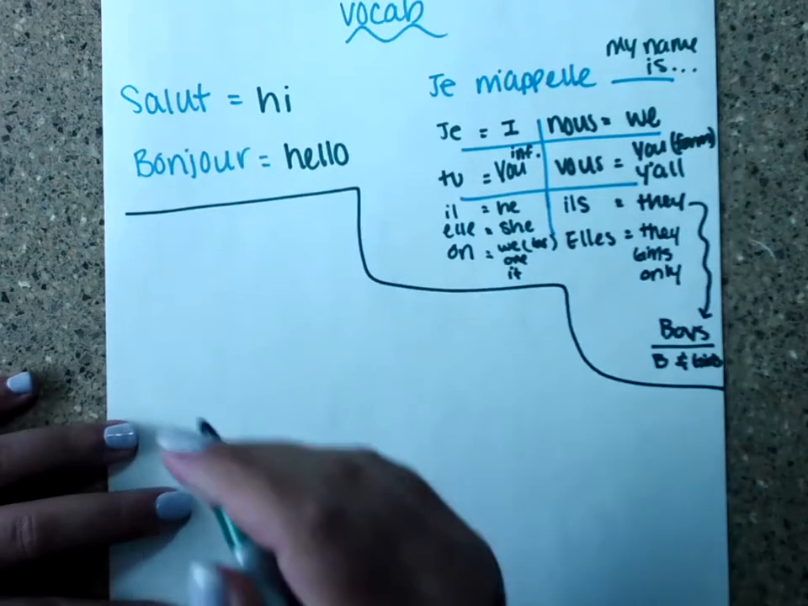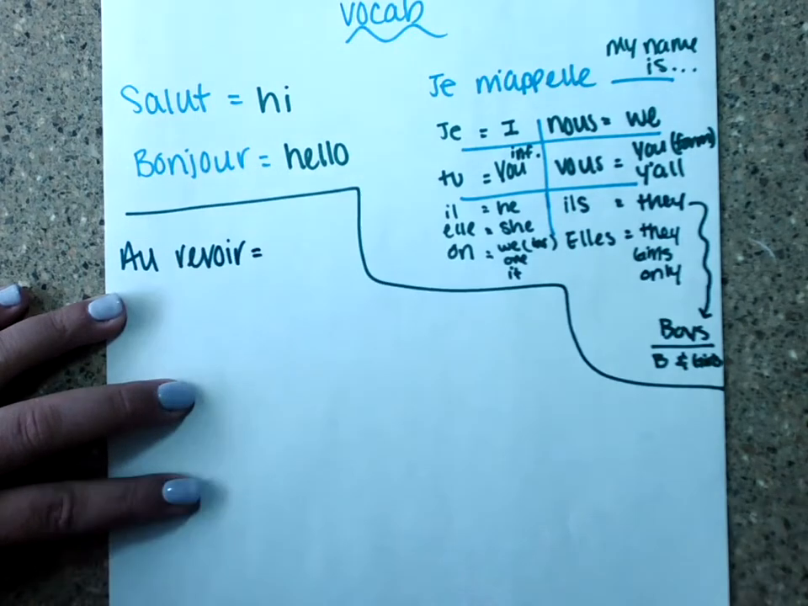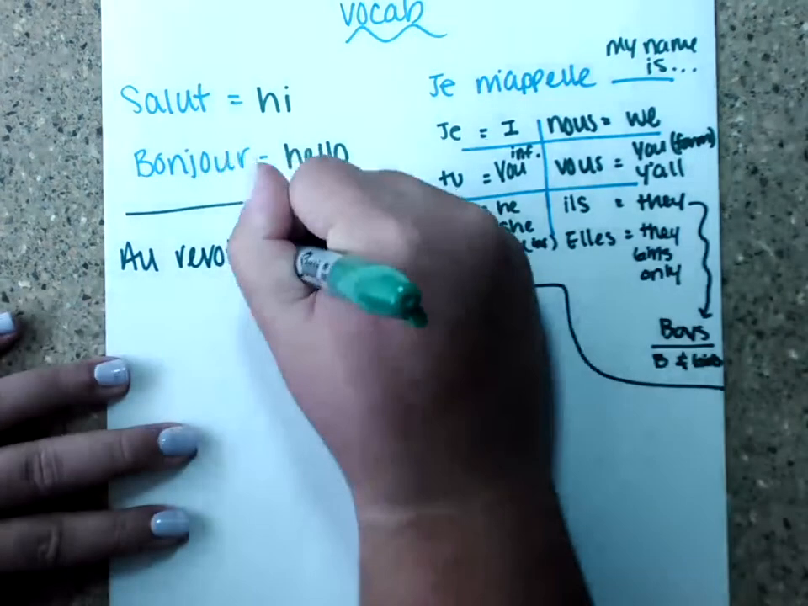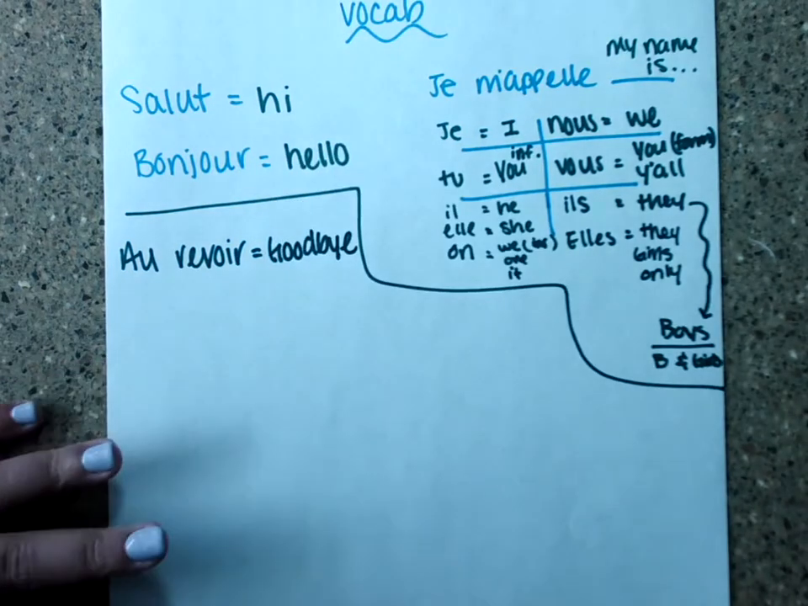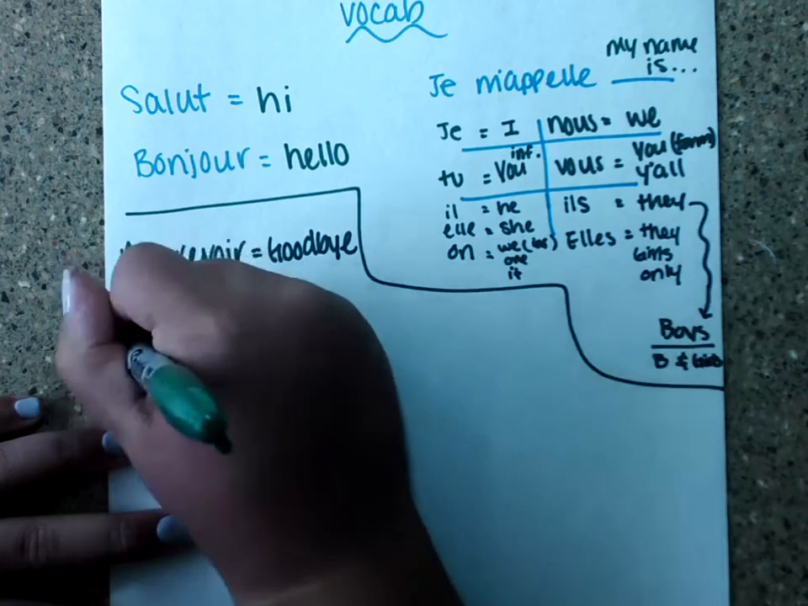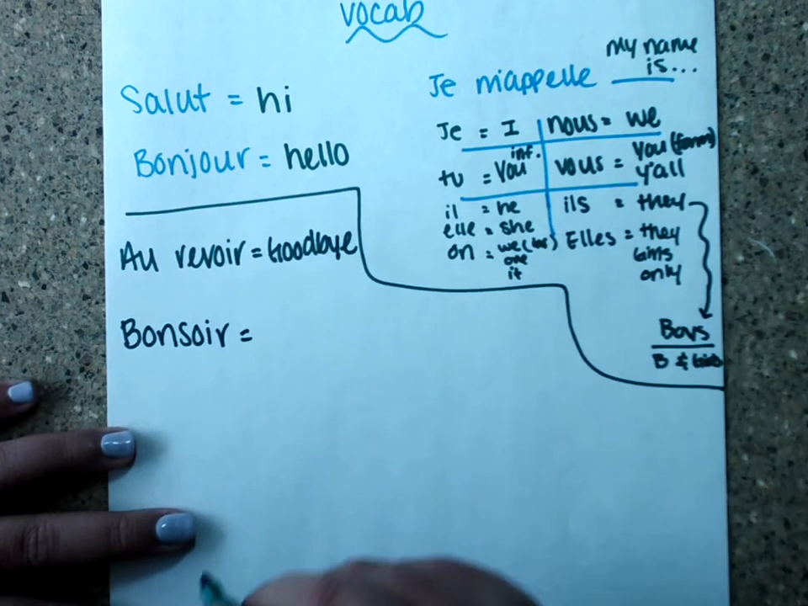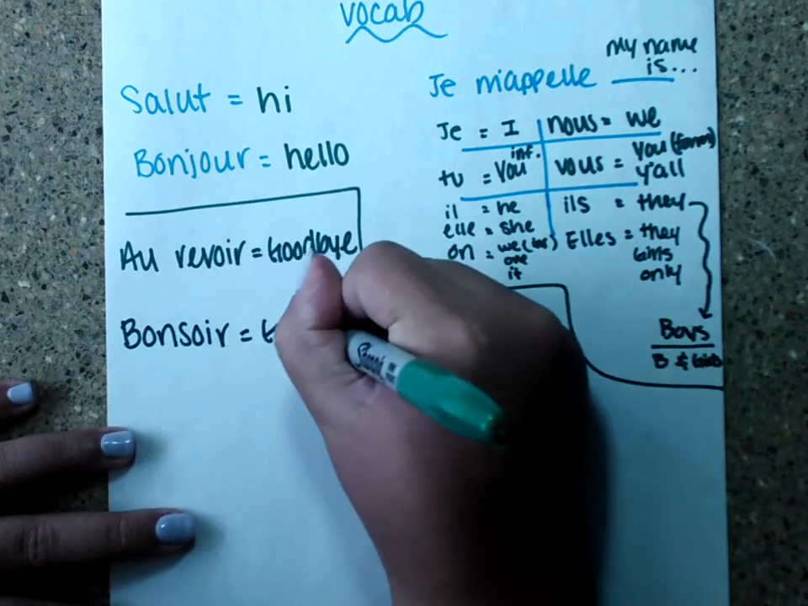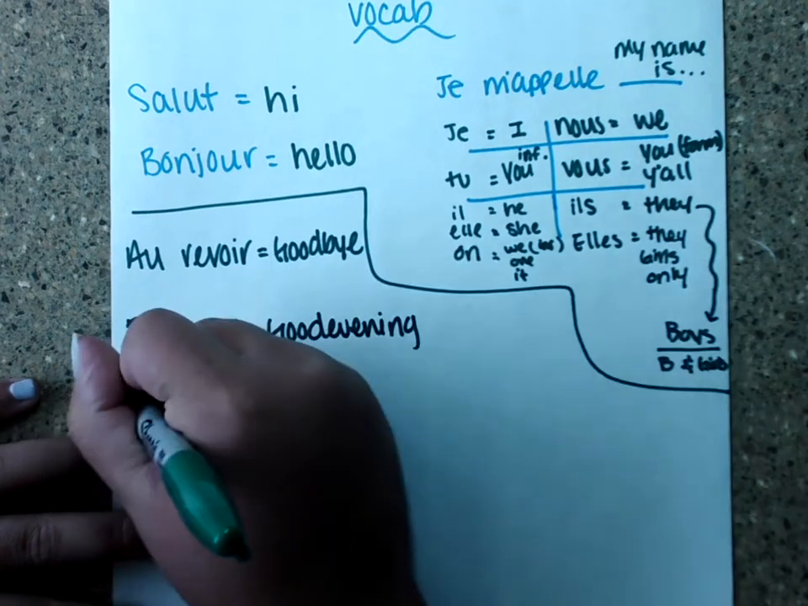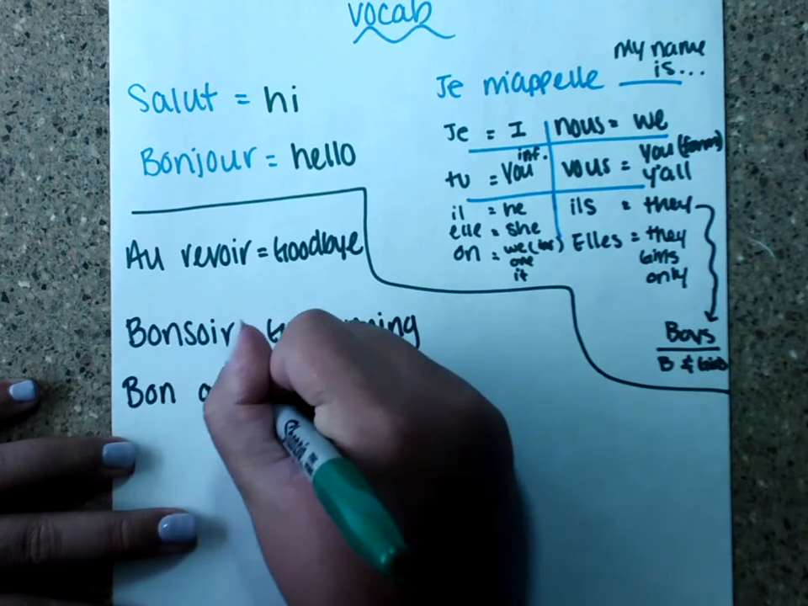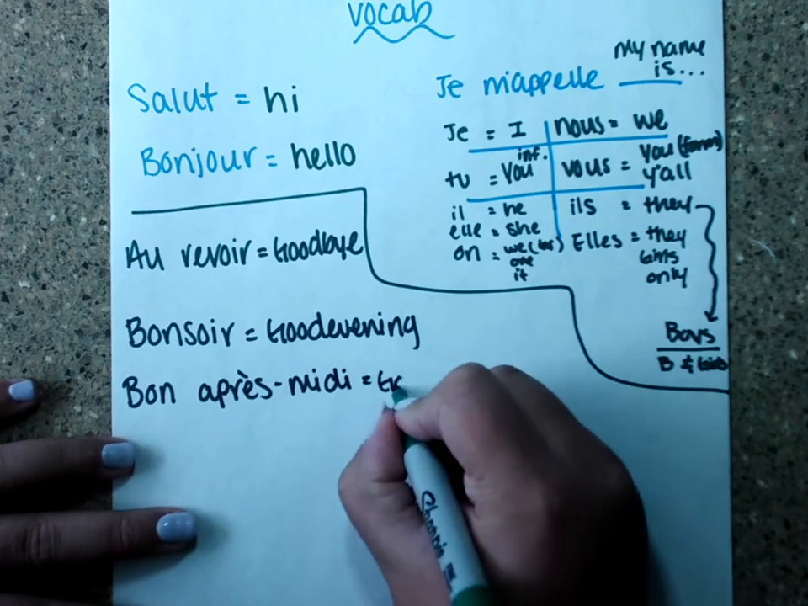So the new vocab for today is going to be au revoir. And so au revoir just means goodbye. So we learned how to say hello. Now let's learn how to say goodbye. Next we have bonsoir. Bonsoir means good evening. Bon après-midi means good afternoon.